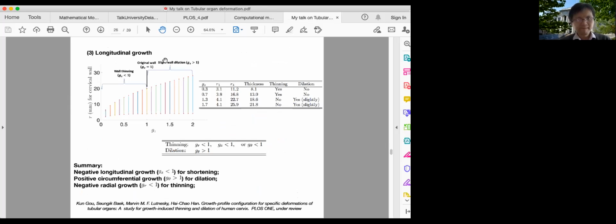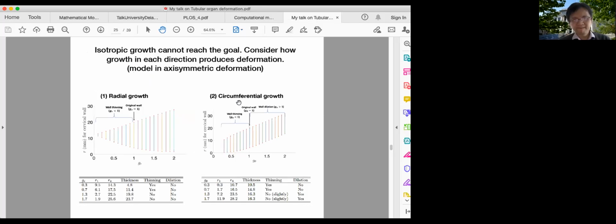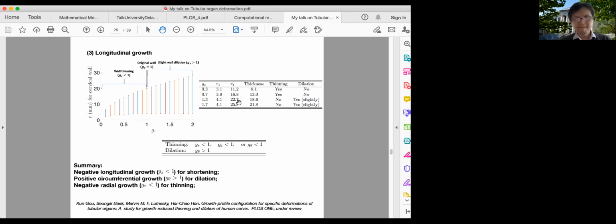For longitudinal growth, axial growth, you can also see the bottom one is for the inner radius, almost not changed. So the result is for GZ negative growth, we have thinning, yes, but no dilation. For GZ positive growth, we have thinning, no. Dilation only slightly, very, very small. Okay, so we have the three growths: radial, circumferential, and also axial.